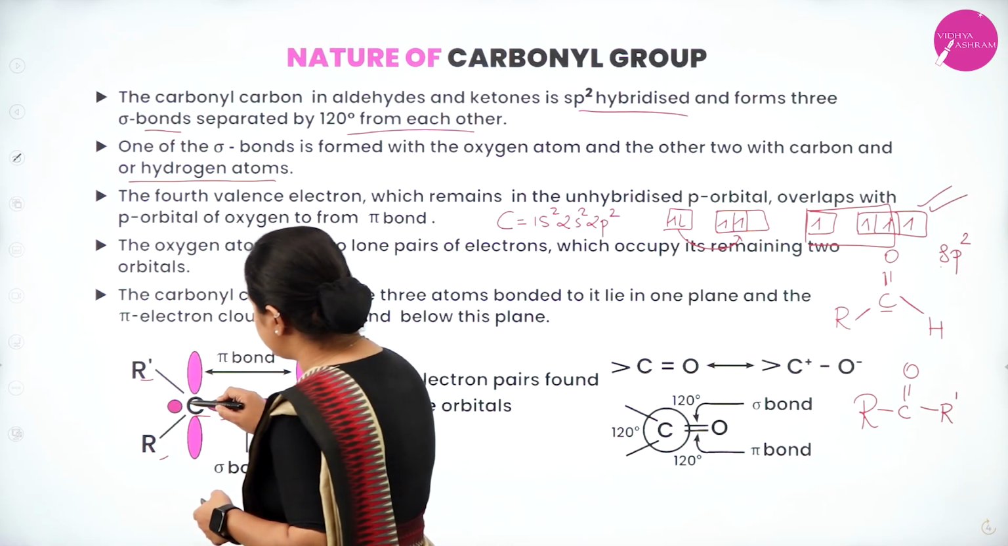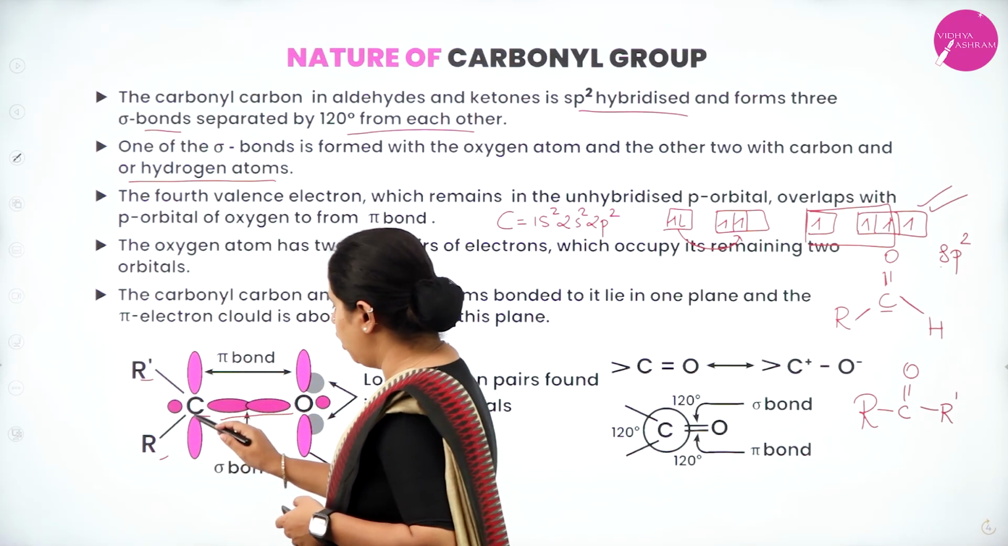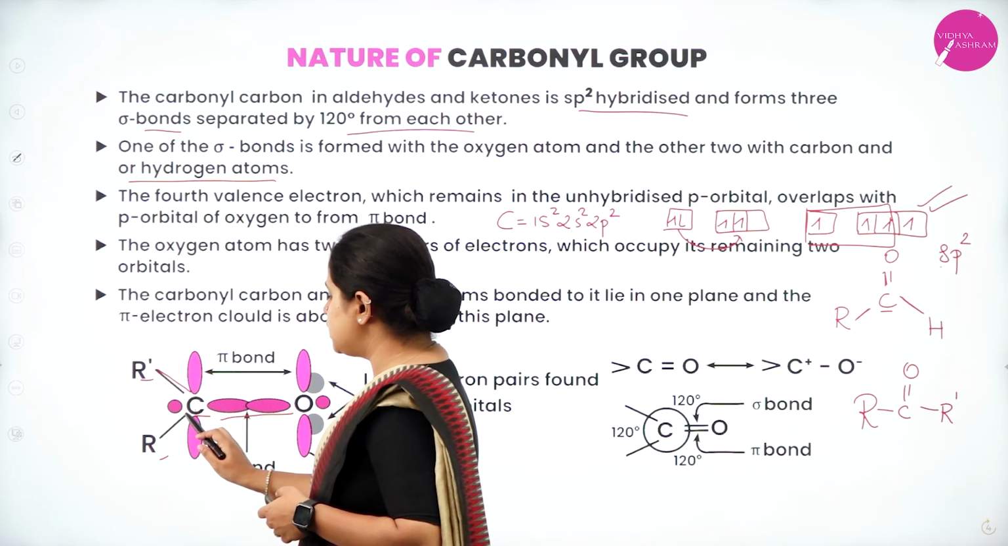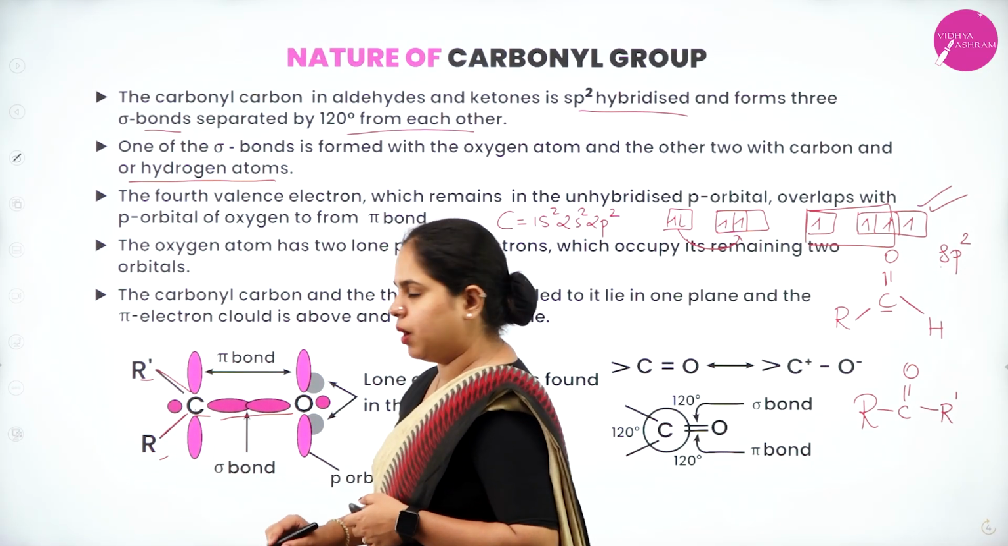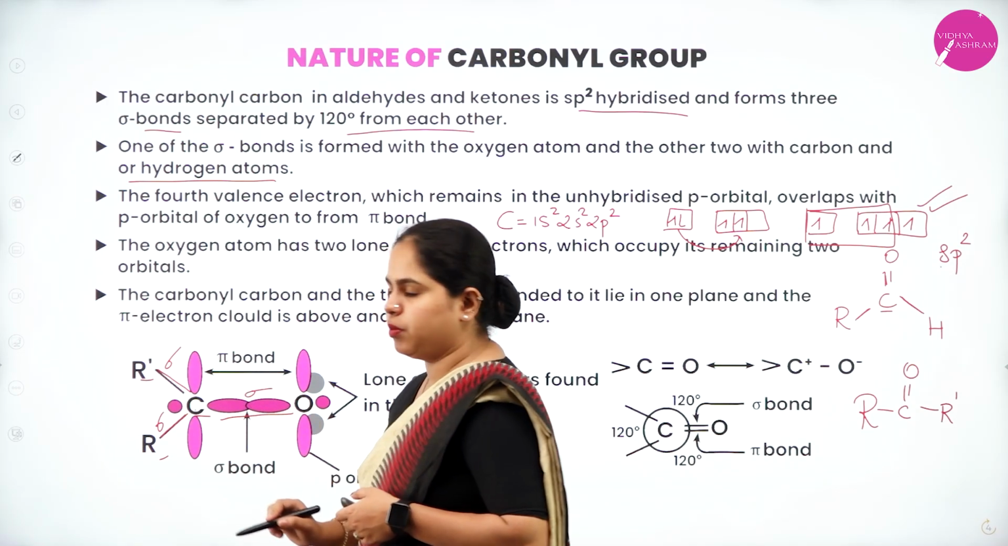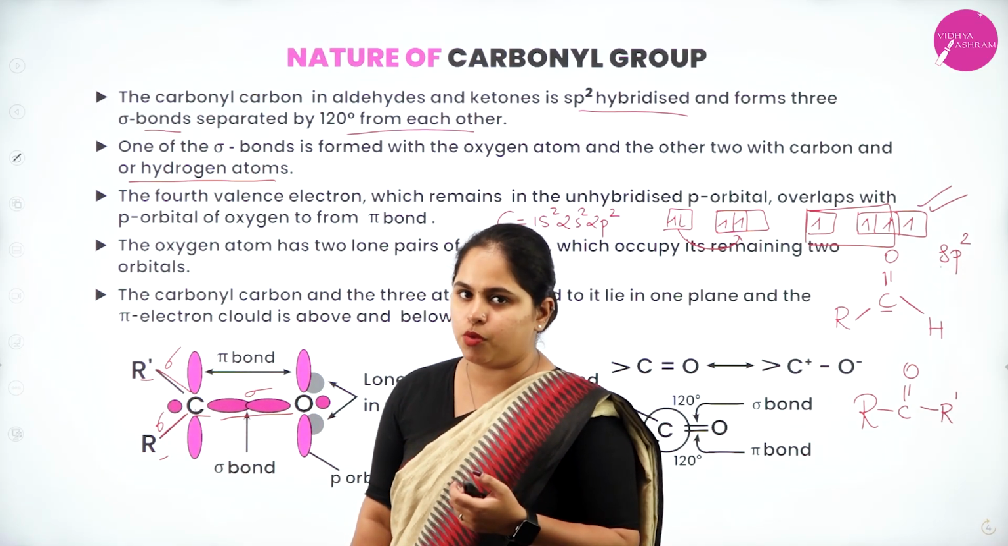Another sigma bond is formed between the hybridized orbital of carbon and this carbon, which is shown by the bond here. Another one is formed here, which is also a sigma bond. So this is one sigma bond, this is another sigma bond, this is another sigma bond. So totally 3 sigma bonds are formed.